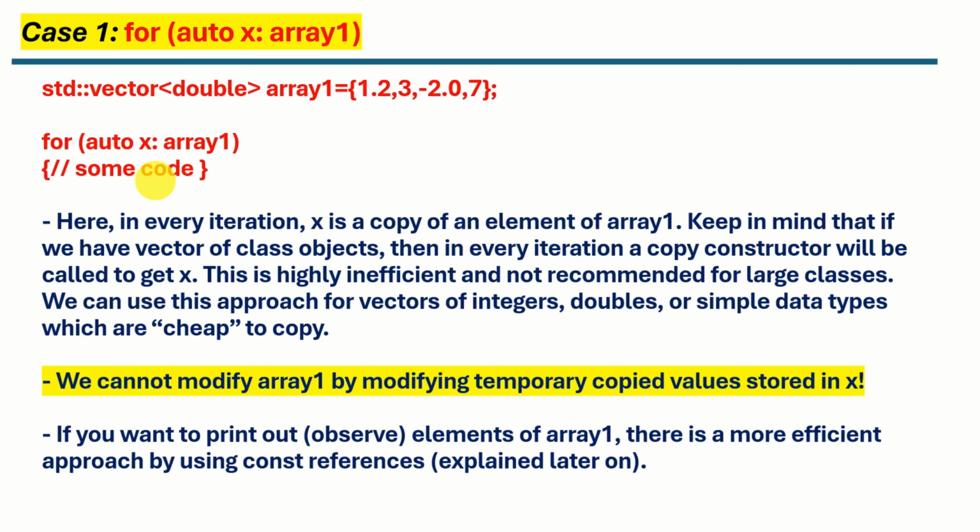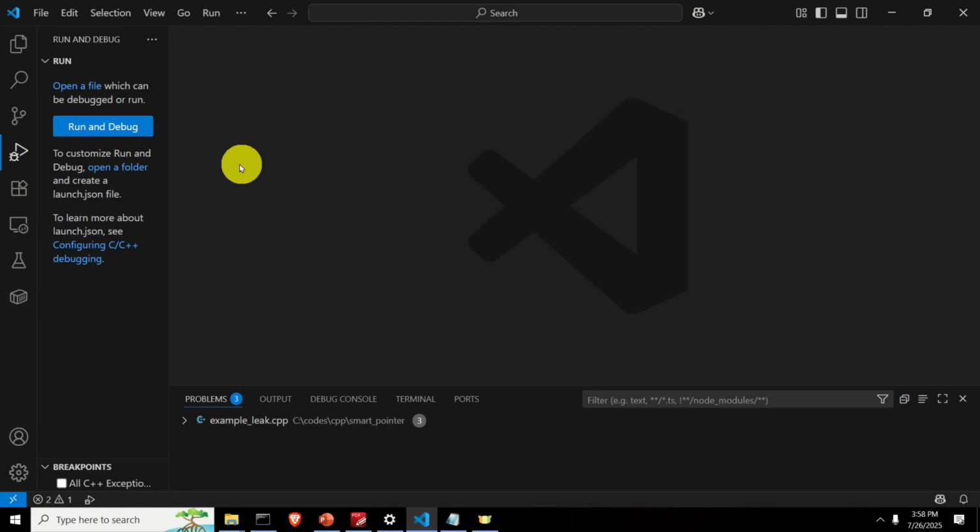Another drawback of this approach, or maybe advantage depending on the case, is that we cannot modify array1 by modifying the temporary copied values stored in x, and this will be explained through an example. And then, if you want to print out or observe elements of array1, there is a more efficient approach by using const references that will be explained in the sequel. Okay, let's start with coding.